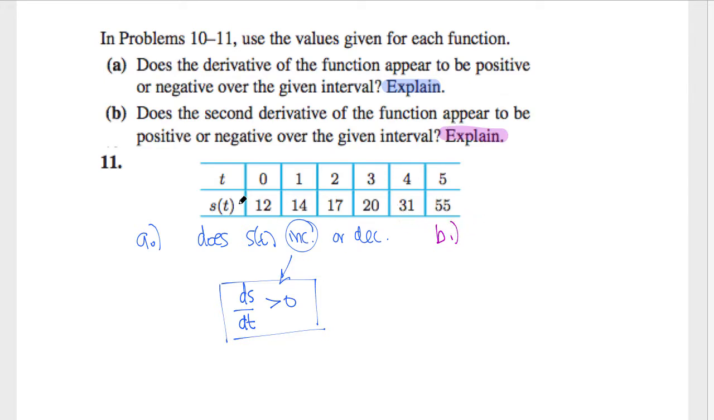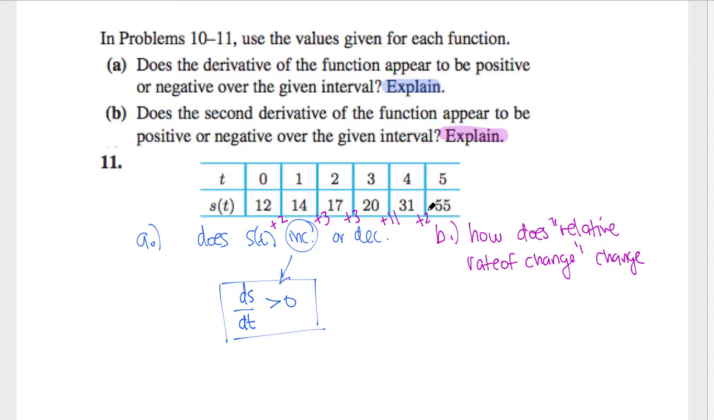So the question is, how does the relative rate of change change? So we have two changes in a row. So here, my difference is plus 2, then I have plus 3, then plus 3 again, then plus 11, then plus 24. So it seems like this rate is essentially increasing.